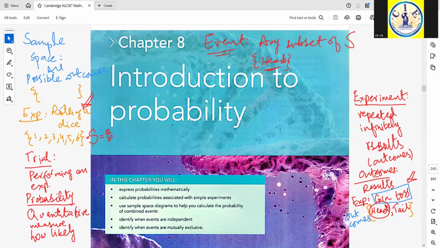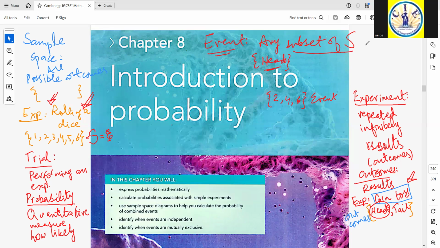Similarly, in the second example of rolling a dice, if I say that the player is going to win if the face up would be an even number, so 2, 4, 6. Since this is a subset of the sample space, it is one of the events. So this is known as the event, any subset of the sample space.